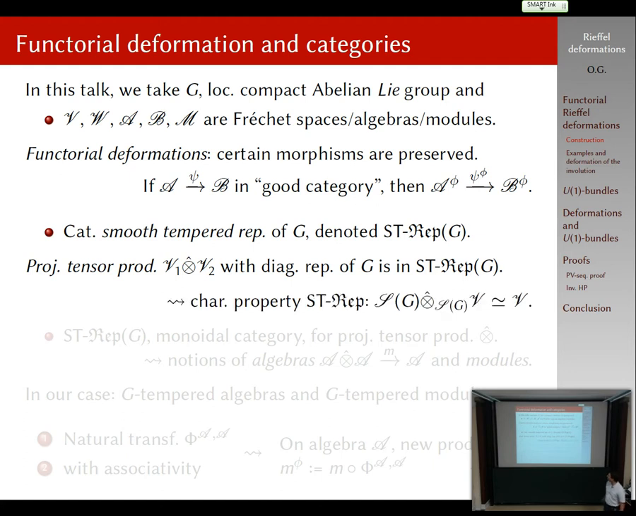So now I can state the characterization of temperedness. If you take the tensor product of the Schwartz algebra with the vector space V, and you make this tensor product over the Schwartz algebra, then you recover V. This is a key property that we're going to use to define our deformations.